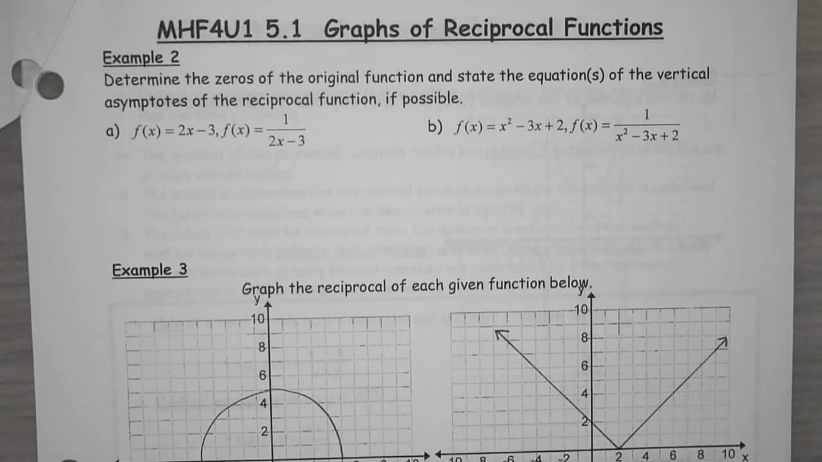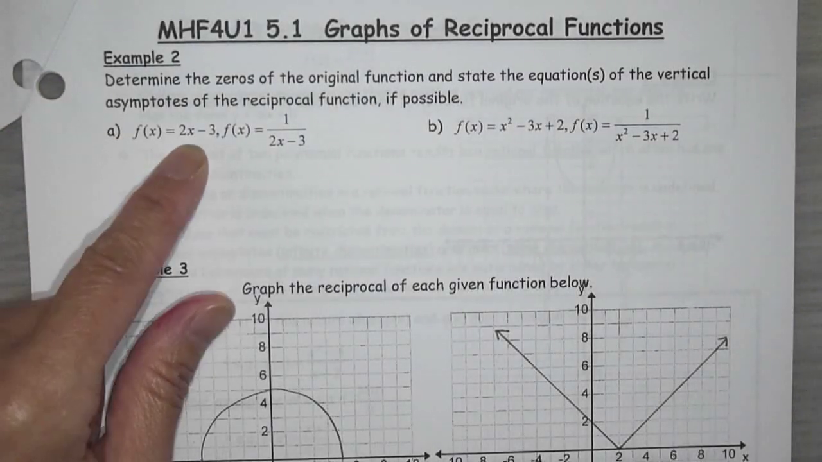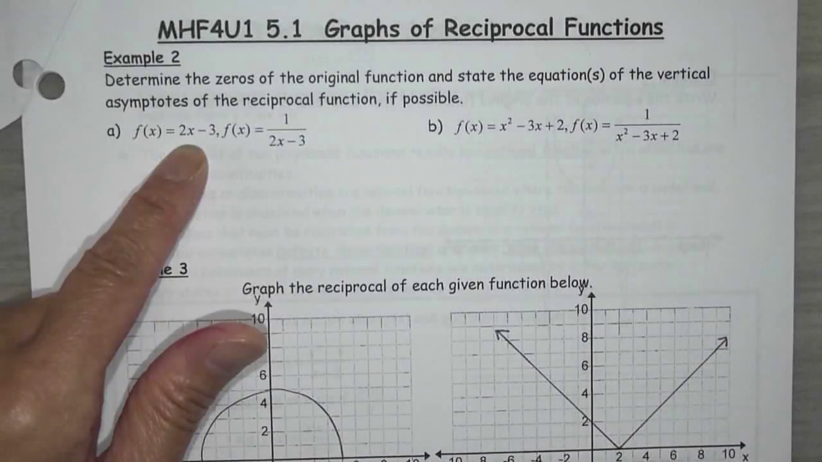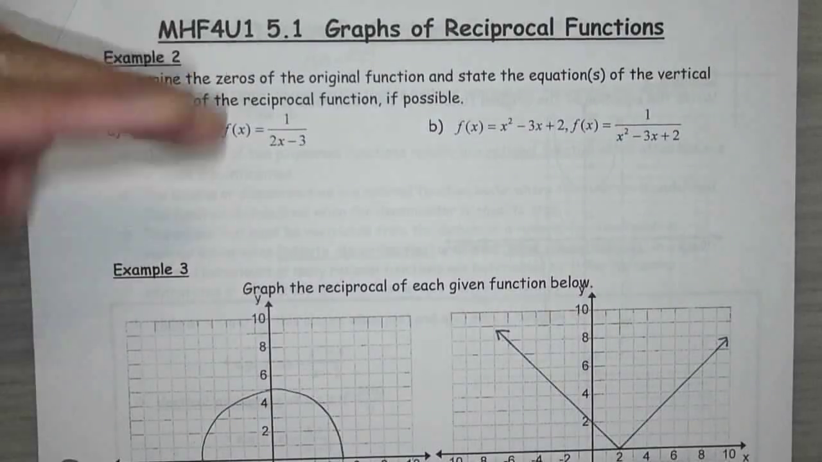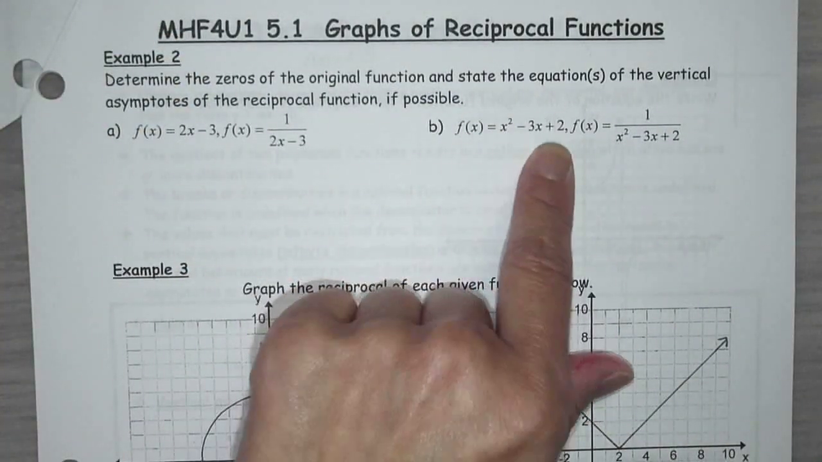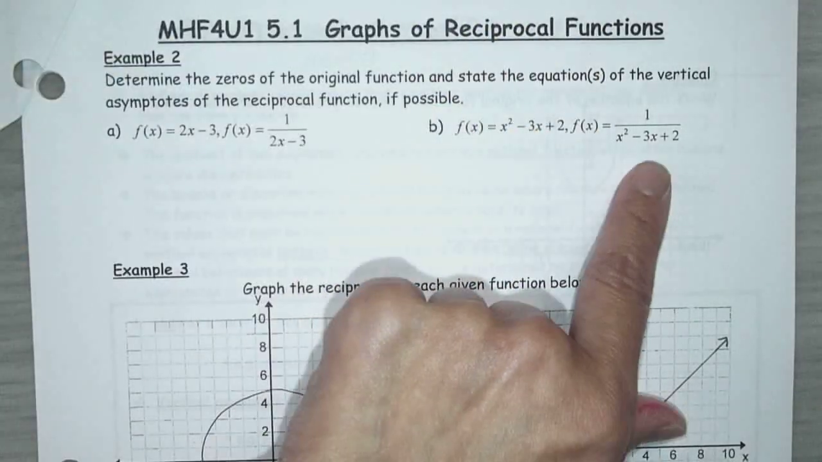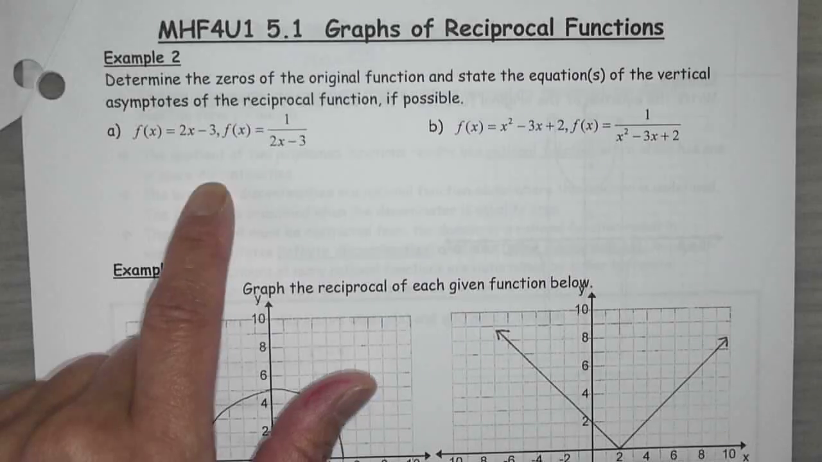So we're in 5.1 and we are still doing the graph of a reciprocal function. In this example, I'm starting with the linear 2x minus 3. The reciprocal would be 1 over 2x minus 3. So literally take it and reciprocal. This one is a quadratic. The reciprocal of it would be 1 over, and then you flip that to the bottom. That's it. So that's the reciprocal function of the original.